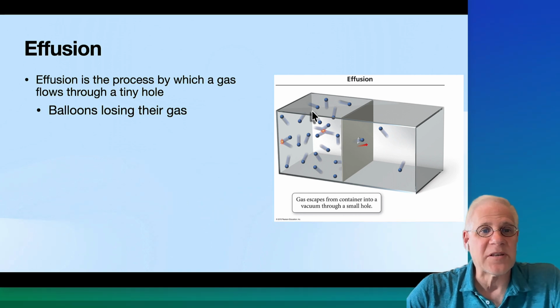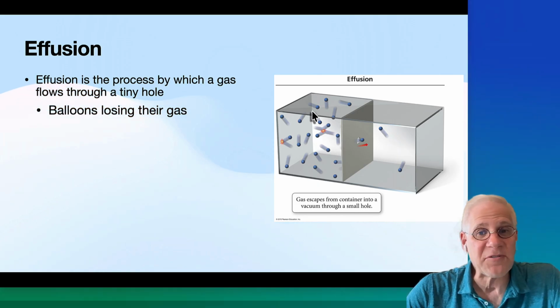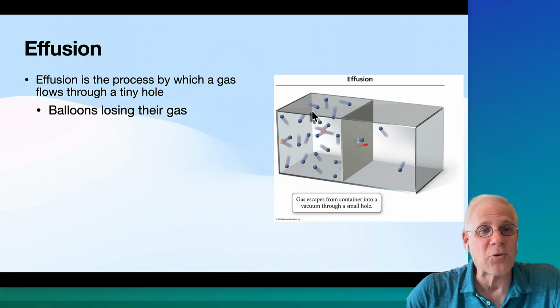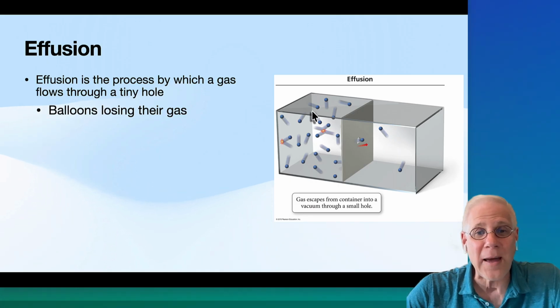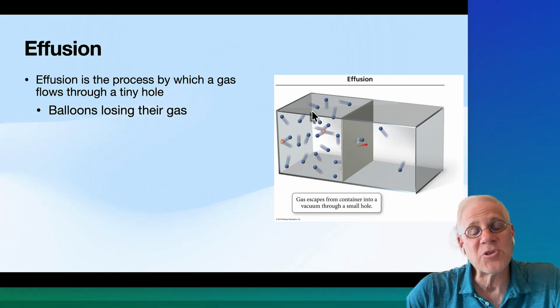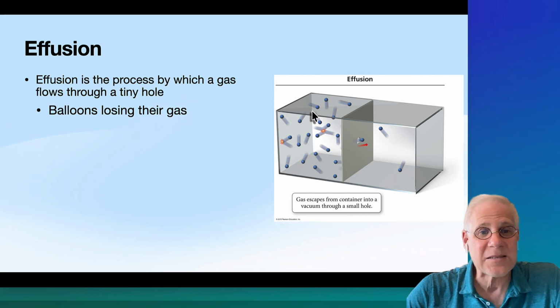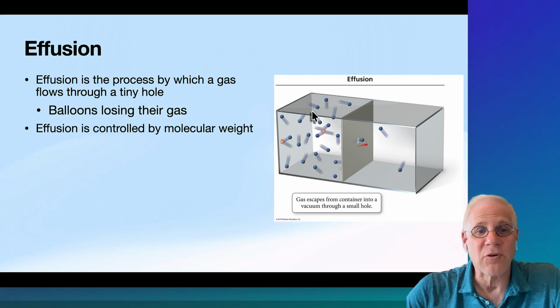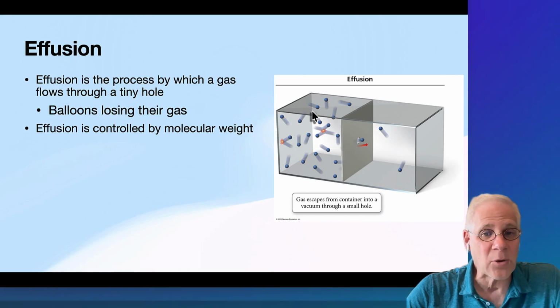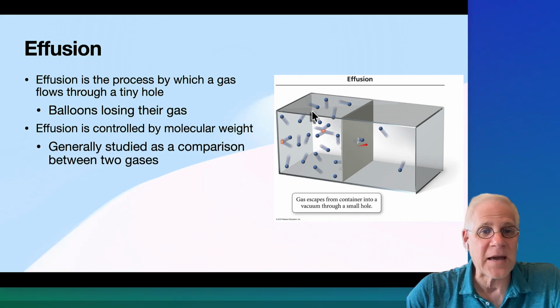A really good example of this is to think about balloons losing their gas. If you've ever had a helium balloon, especially a latex balloon, you fill them up and they're great, they float around, and by the next day they're sitting on the ground just seriously deflated from what they were the night before. This is because the latex molecules actually have fairly large pores in them, and helium is a very small atom, and it's very easy for that helium to escape through that latex and go off into the atmosphere. So effusion is controlled by molecular weight, or the molar mass of your gas.